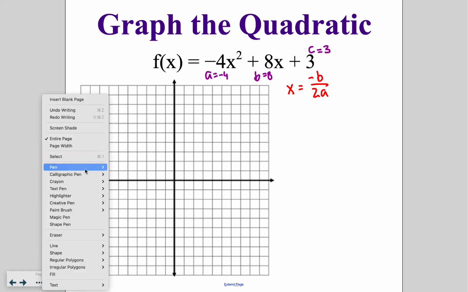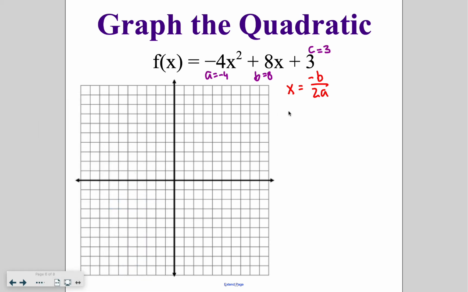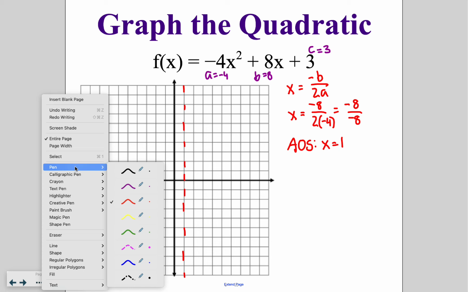So when I come down to do my calculations for the axis of symmetry, I'm going to have x is equal to the opposite of b, so -8, over 2 times my a value, which is -4. So I end up with -8 divided by -8. So my axis of symmetry is going to be at x is equal to 1. So we're going to put in that dotted line as our axis of symmetry. Once again, that's going to help us determine where the points are on the sides of our graph.